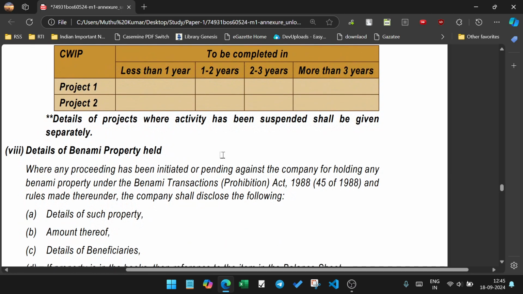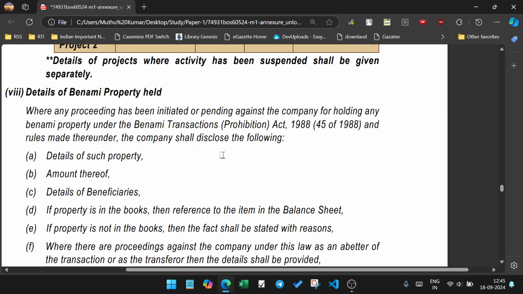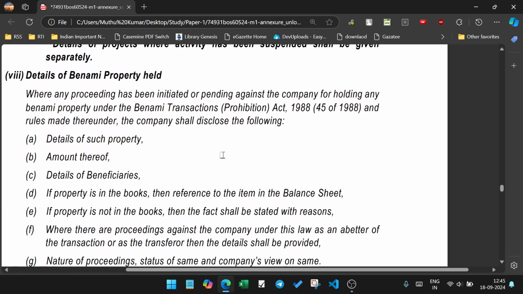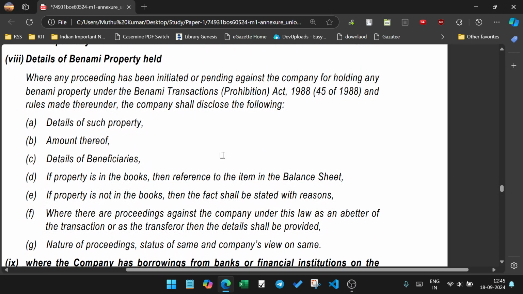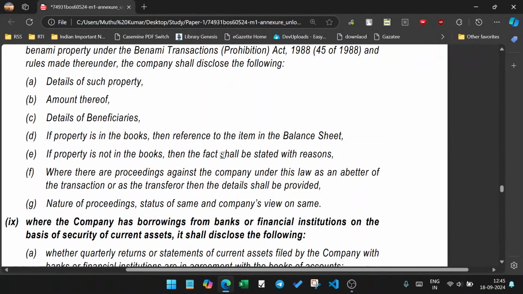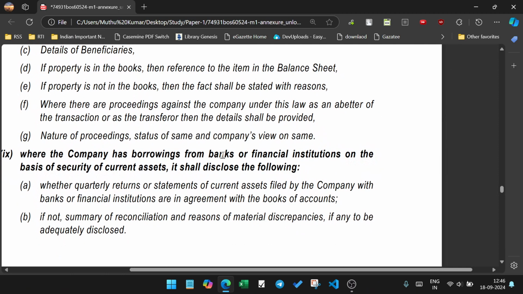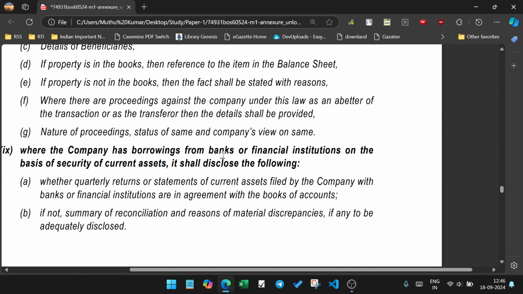The amount. Details of benami property: where any proceeding has been initiated or is pending against the company for holding any benami property under the Benami Transactions (Prohibition) Act, 1988 and the rules thereunder, the company shall disclose the following: the details of such property, amount thereof, and details of the beneficiaries. If the property is in the books, then reference to the item in the balance sheet. If the property is not in the books, then the fact shall be stated with the reason. Where there is any proceeding against the company under this law as to the transaction or transfer, then the details shall be provided: nature of proceeding, status of the same, and the company's stand.